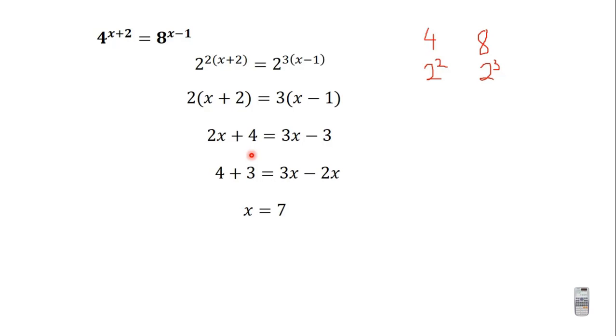and x is equal to 7 from here. So the main goal, as we have been saying all along, is to make sure that the term on the left hand side and the term on the right hand side, or all of them, have the same base. If they have the same base, then you can equate the exponents. We did that for this question, and we have x is equal to 7.